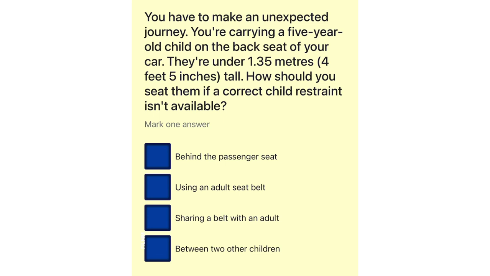You have to make an unexpected journey. You're carrying a 5-year-old child on the back seat of your car. They're under 1.35 meters, 4 feet 5 inches, tall. How should you seat them if a correct child restraint isn't available? Behind the passenger seat. Using an adult seat belt. Sharing a belt with an adult. Between two other children.